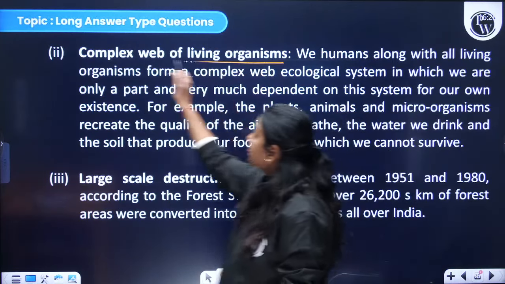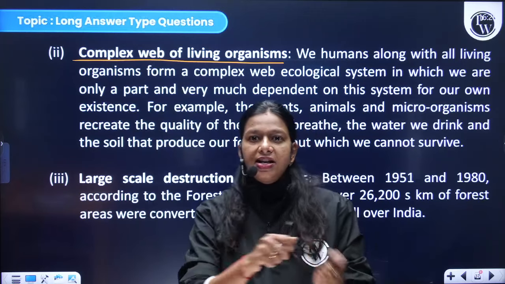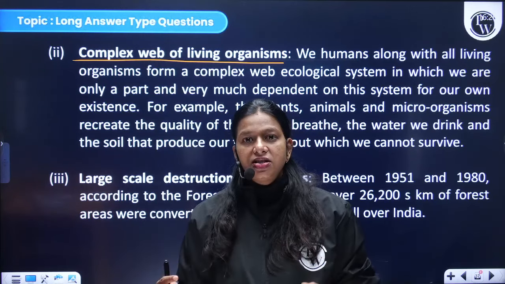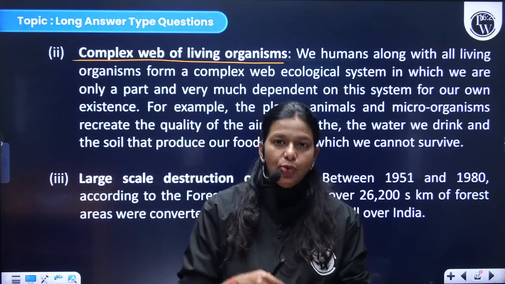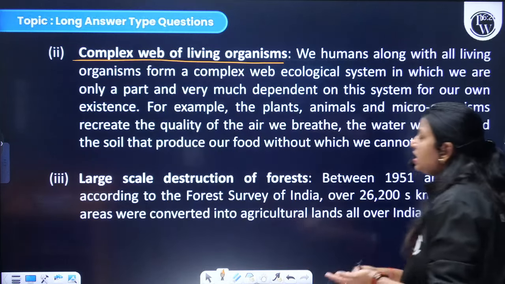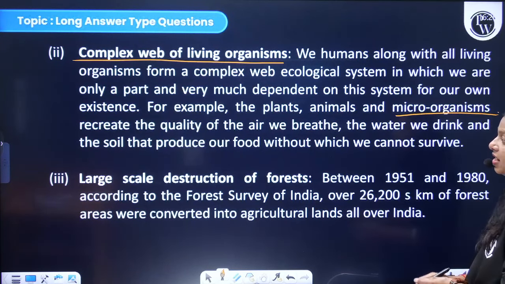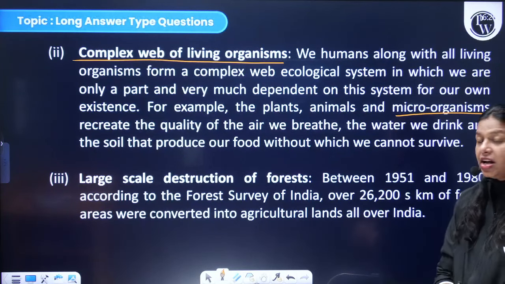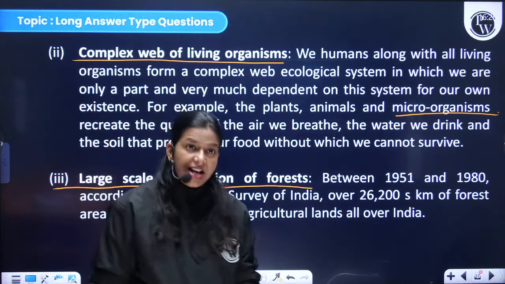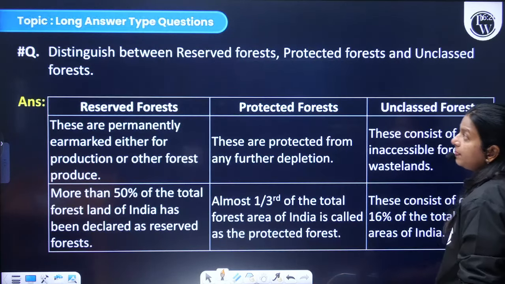Complex web of living organisms. The forests are filled with so much biodiversity and they are all interconnected with each other. If one animal or one type of plant is destroyed or a part of the forest is destroyed, it not just affects this part of the forest or just the flora, it affects the other flora and fauna of the forest as well. So everything is connected. For example, the plants, animals and microorganisms recreate the quality of the air we breathe, the water we drink, and the soil that produces our food, without which we cannot survive. Large scale destruction of forest is seen for large scale projects like making a dam or creating a mining site, which has been a loss for us.